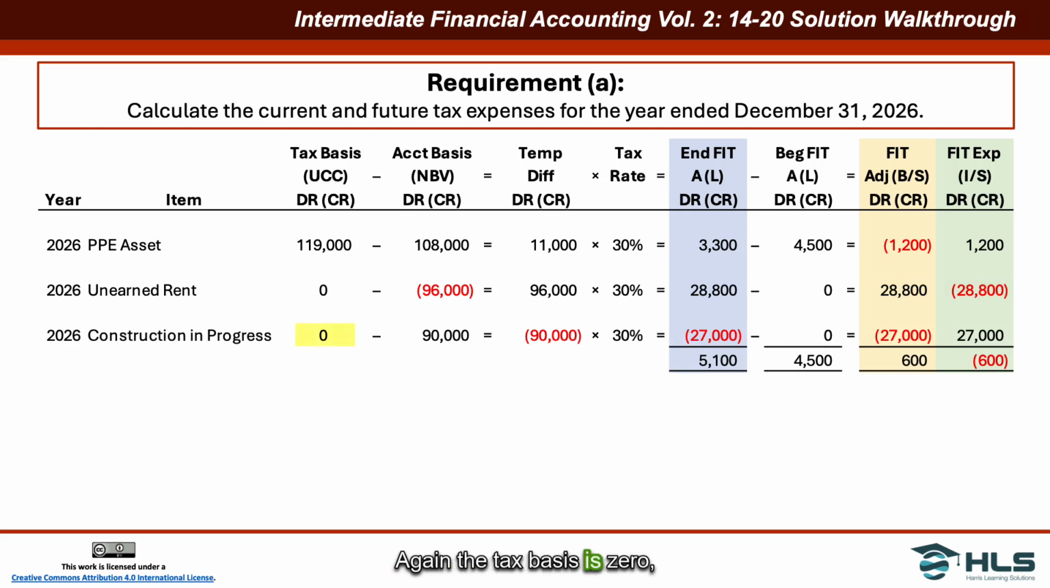Again, the tax basis is zero, and we will subtract the carrying value of the construction in progress account carried on the company's balance sheet. That's $90,000. And it's a debit, since the construction in progress is usually a debit balance.